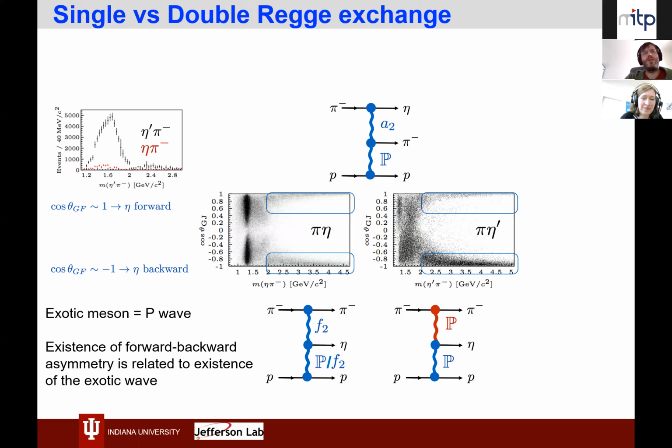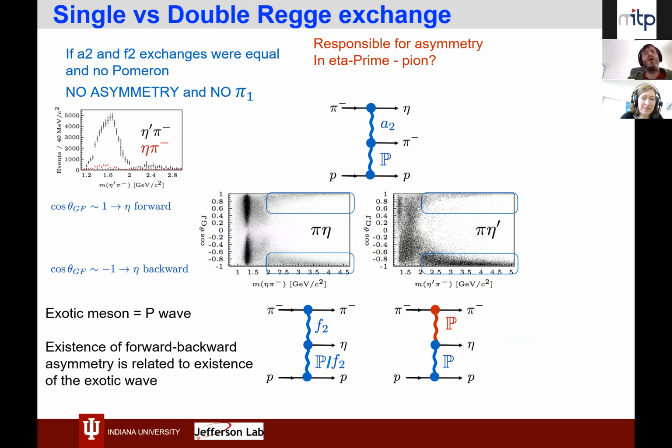Also you have to see that if the a2 and f2 were equal, and you have no Pomeron, I mean, if this a2 and this f2 were completely equal in their couplings, you would have no asymmetry, and that means you would have no exotic. So the Pomeron is the one that we can link to this glue component that also mixes to get the hybrid.